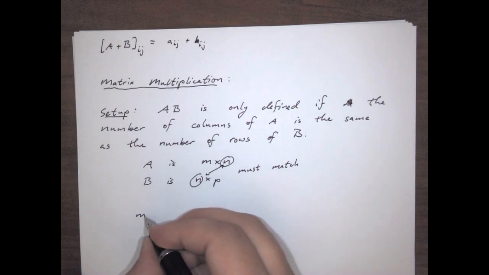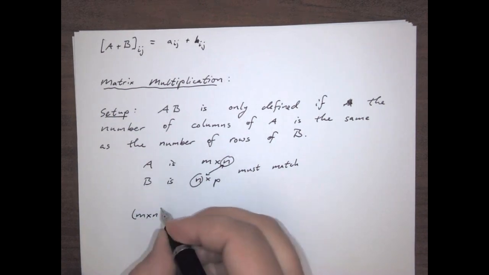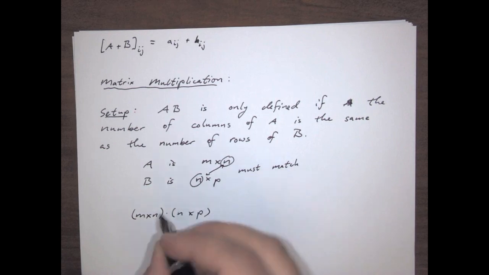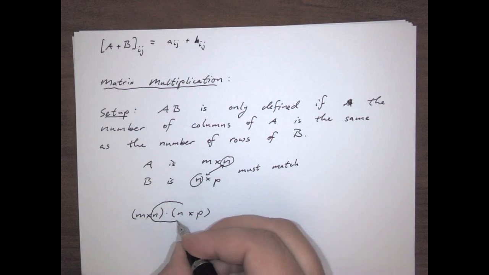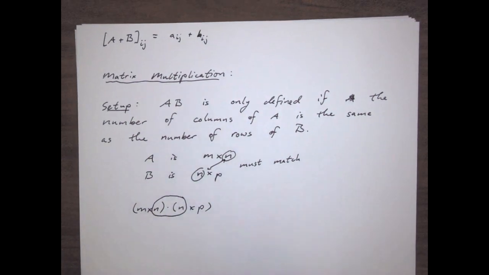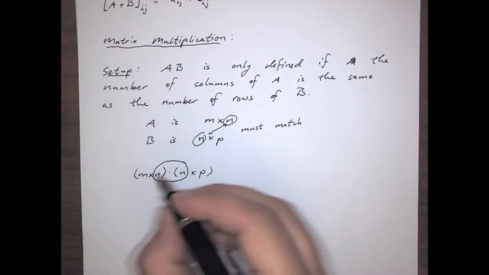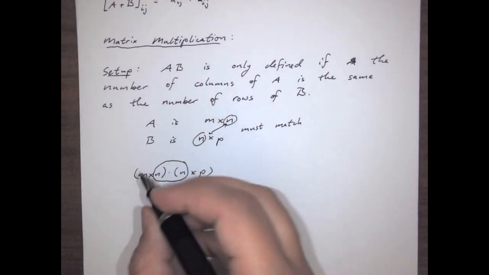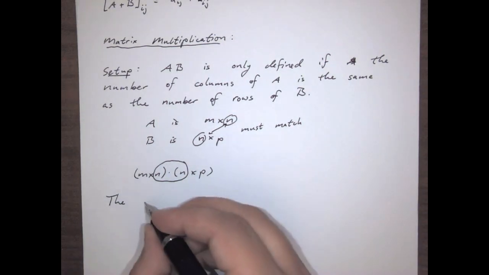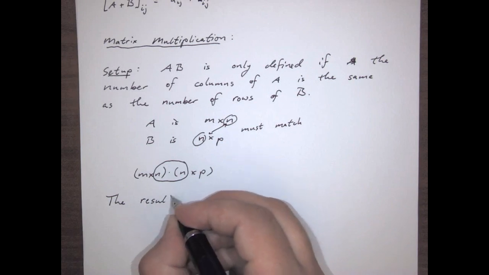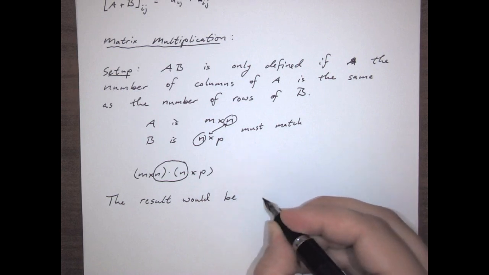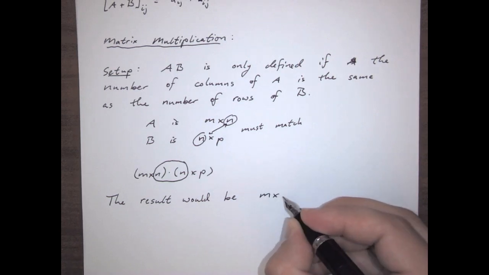And in particular, m by n times n by p. These inner dimensions have to be the same. And the result will be m by p. So m by n times n by p makes an m by p matrix. So the result would be m by p.